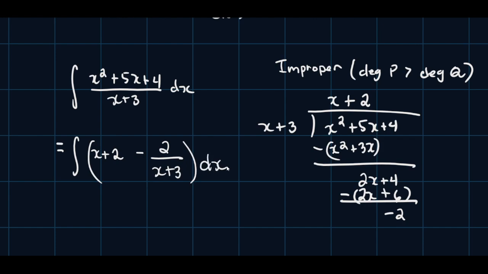Now, in this case, we technically no longer need to get the partial fraction decomposition form of this, because it's fairly easy to get the antiderivative of this one. It's a polynomial, and this other part is just integration by substitution. So, we can just solve this as 1/2 x² + 2x − 2 ln of the absolute value of (x + 3) plus C.